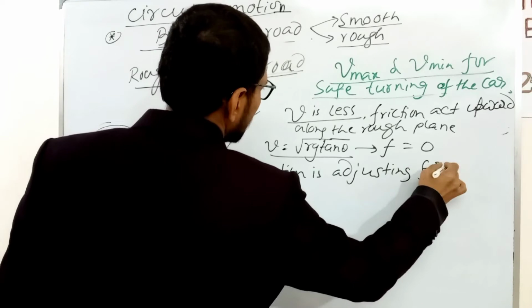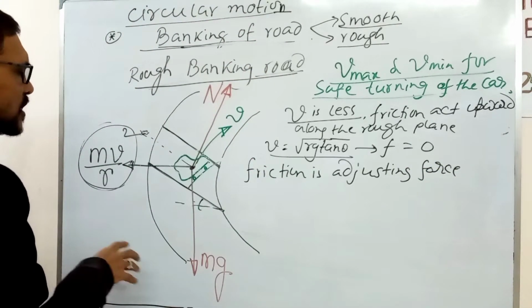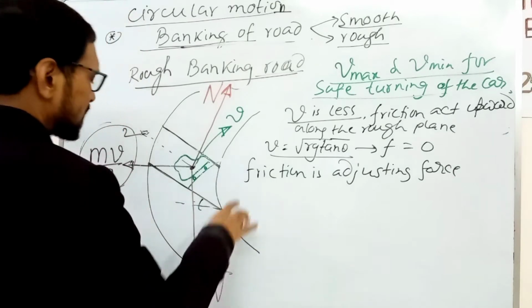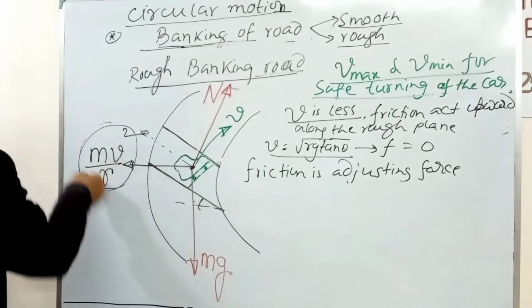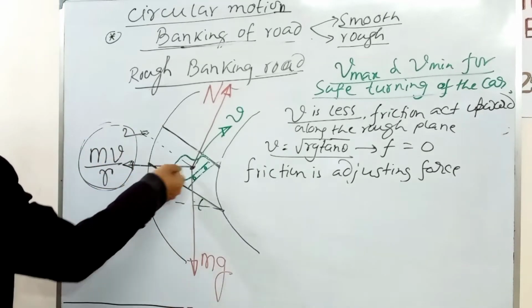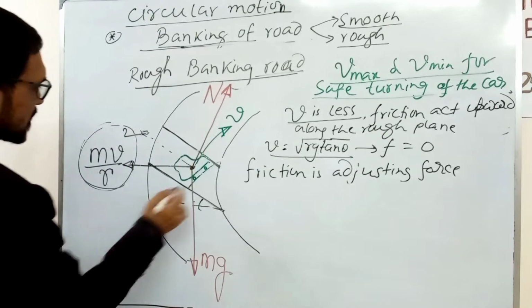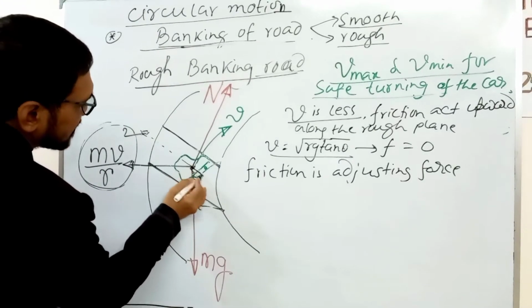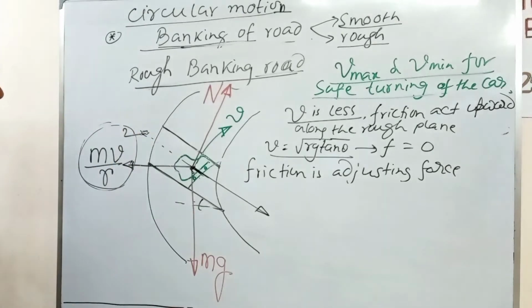Friction always prevents the slipping of the car. Friction is always an adjusting force. Now when the speed is more, the car tends to slip along this direction, so friction automatically acts downward to prevent the slipping of the car.